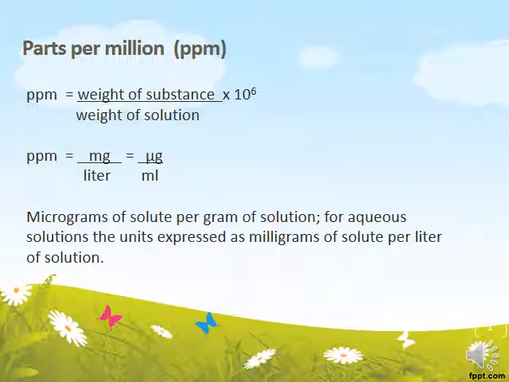Okay, we will continue with parts per million, ppm. By definition, ppm is weight of substance over weight of solution times 10 to the power of 6, because million has 6 digits. So ppm, parts per million, is also equivalent to milligram per liter or microgram per mil.